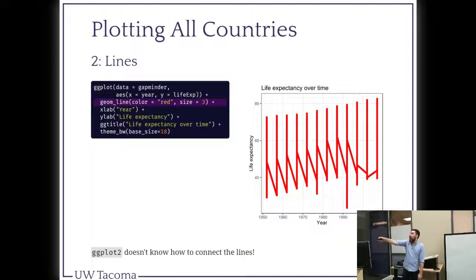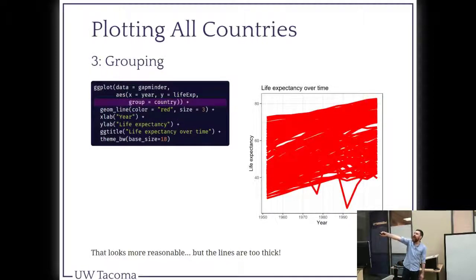What I'm going to do here is add an argument to the original AES, that is group equals country, and now we have one line connected for each country in the data set. The problem here, of course, is that my lines are still all the same color and they're super thick, so you can't see individual countries across the data.